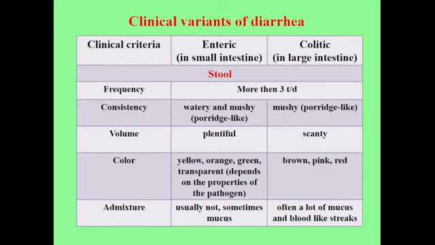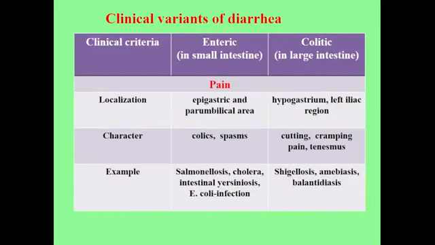Volume, again, plentiful in enteric and scanty in colitic. Color: yellow, orange, green, or transparent, depends on the properties of the pathogen in enteritic form, and brown, pink, or red in colitic form. Admixture: usually absent, sometimes a little mucus in enteritic form, and in colitic form often a lot of mucus and blood-like streaks, so like admixtures of blood, not blood itself.